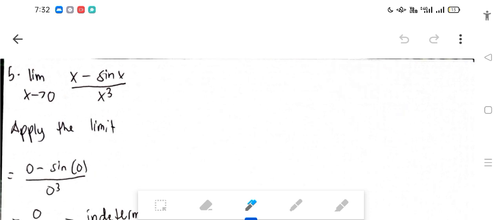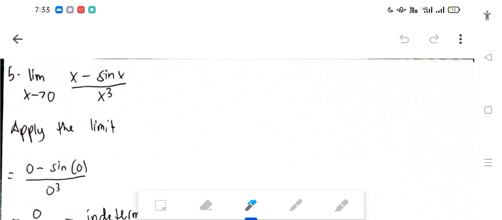So now let's solve another example. We have here the limit of x minus sine x all over x cubed as x approaches 0. Now let's find the limit of this function. Before we opt to use L'Hopital's rule, the first step is to evaluate the limit first, to determine if the limit is indeterminate.